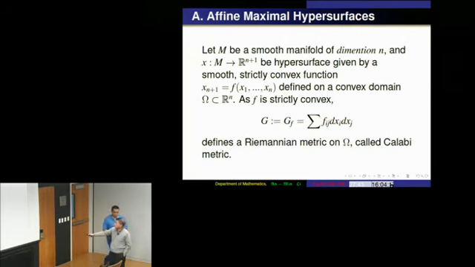Let M be a smooth manifold of dimension n and x: M to R^{n+1} be a hypersurface given by a smooth strictly convex function f defined on a convex domain. Because f is strictly convex, sum f_ij dx_i dx_j is a Riemannian metric. We call this metric the Calabi metric.